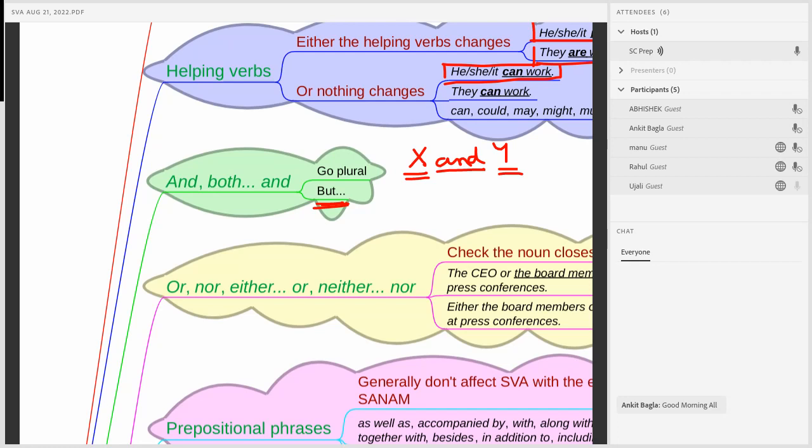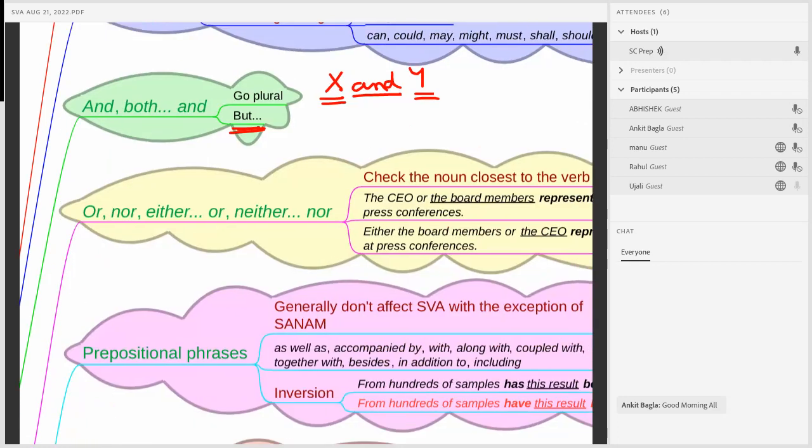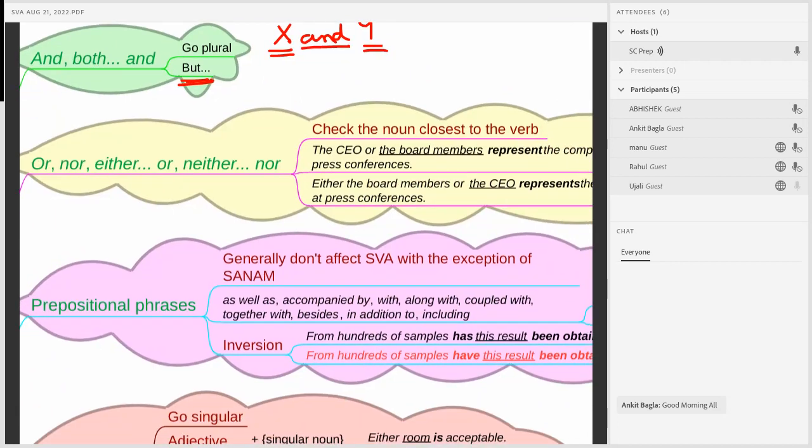All right. So as I said, till now, nothing overly complicated. This is just simple stuff. You have to memorize everything on the right hand side. It's just very simple. We just have to remember it. Let's continue with a few other conjunctions: or, nor, either or, and neither nor. Now, with these conjunctions, what we need to do is check the noun closest to the verb.